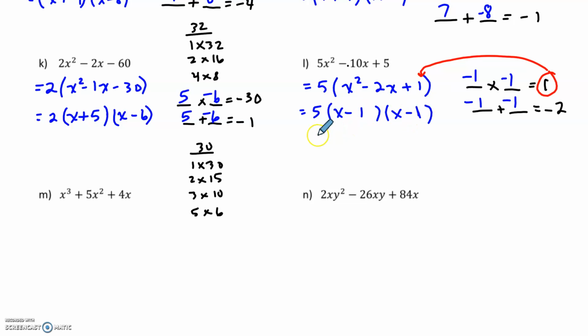And what we want to do for this question is we want to go another step. Because these brackets are the same, we can simplify it by just doing x minus 1 squared and write it as a power. All right, let's go on to m.